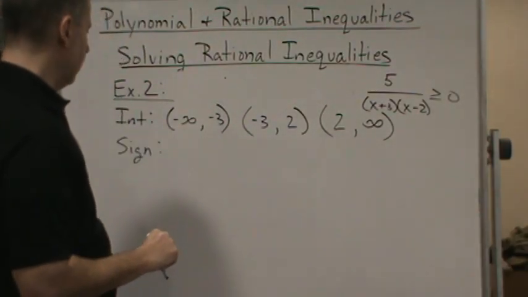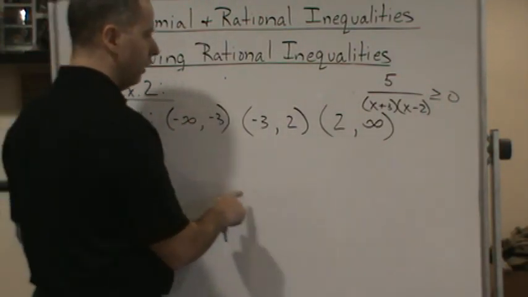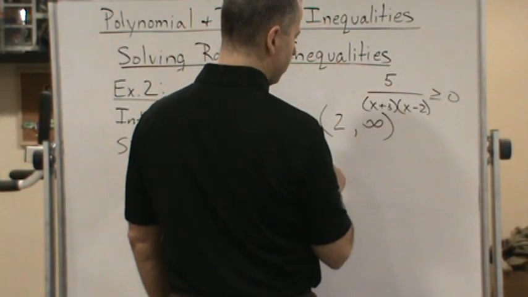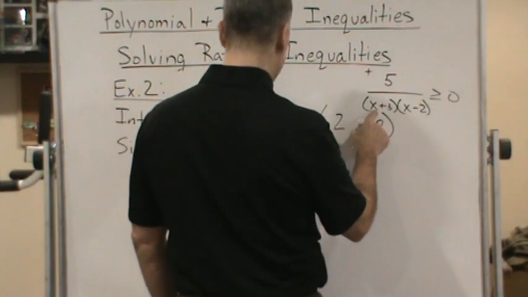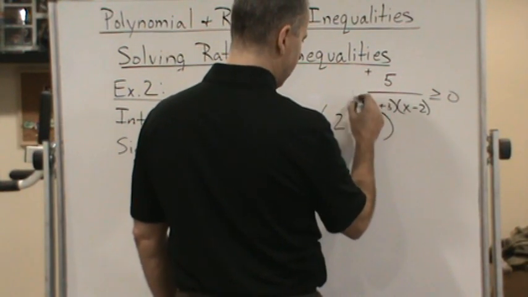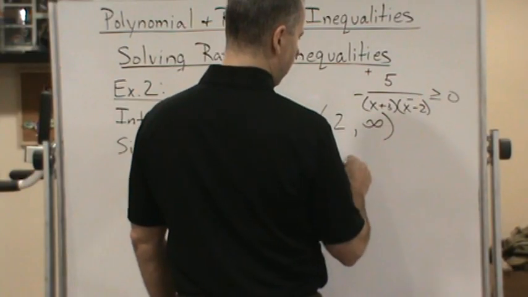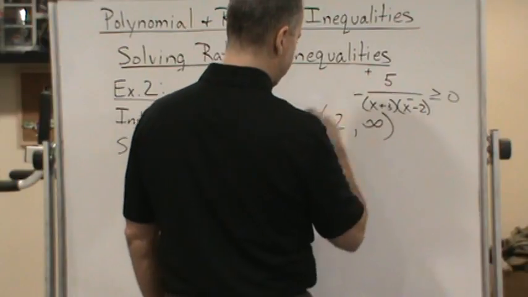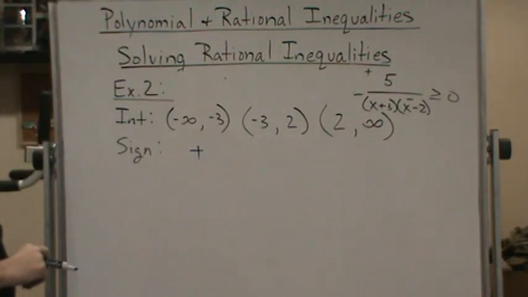Well, if I put in -4 here, what happens here? The numerator is always going to be positive, right? So that's going to be positive. Here, if I put in -4, this is going to be negative. And if I put in -4 here, it's going to be negative. Well, a negative times a negative is positive, and then I'm going to get a positive divided by a positive, which means that this is going to be positive.